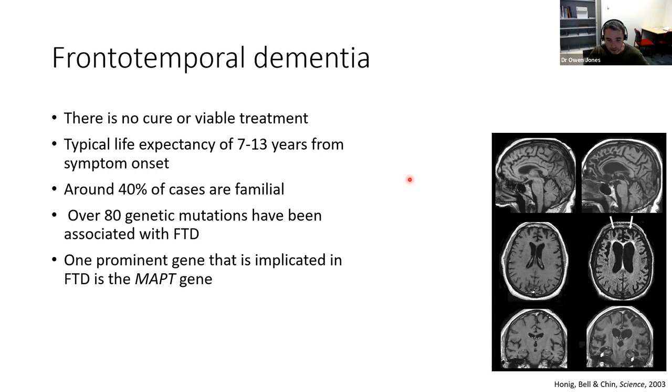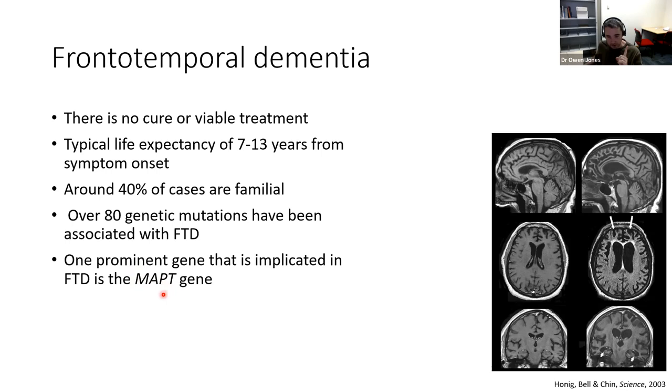Now, however, we do know that with frontotemporal dementia, there is also a strong genetic component. In fact, there are over 80 different genetic mutations that have been associated with frontotemporal dementia. So it makes sense from a research point of view to look at both of these things, of course: to look at lifestyle and the impact of various lifestyle changes, but also to look at the genes involved. And there's one prominent gene that has been implicated time and again in the pathology of frontotemporal dementia. And this is called the MAPT gene. And this is a gene that I'm very interested in, with good reason.